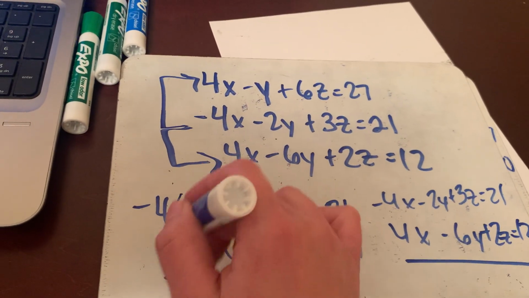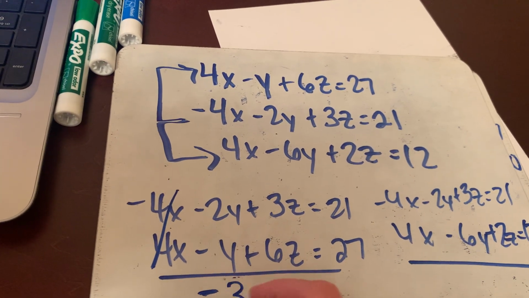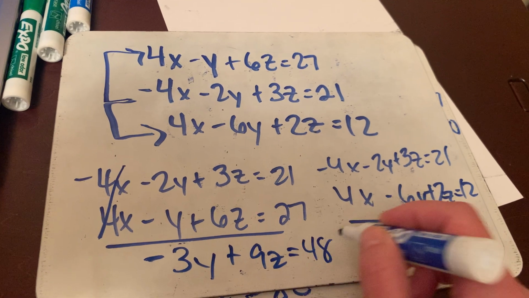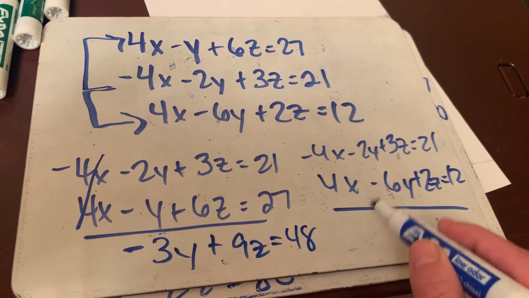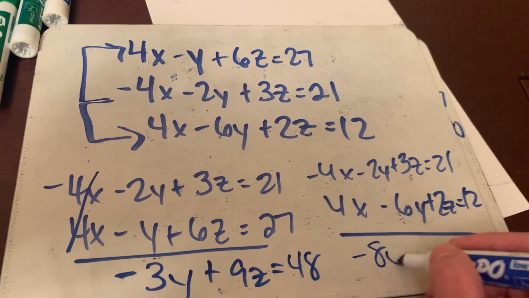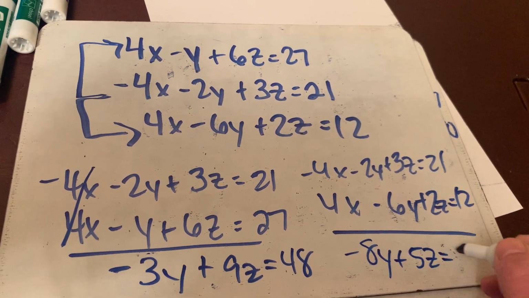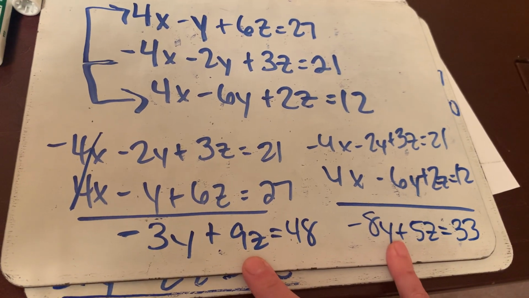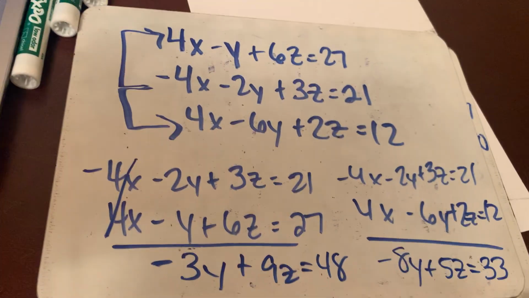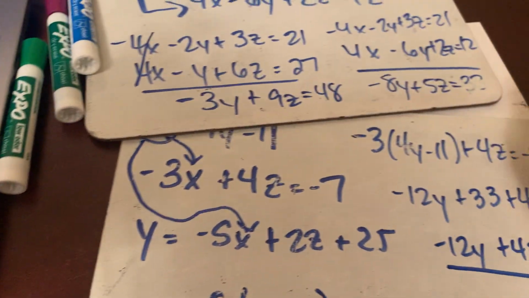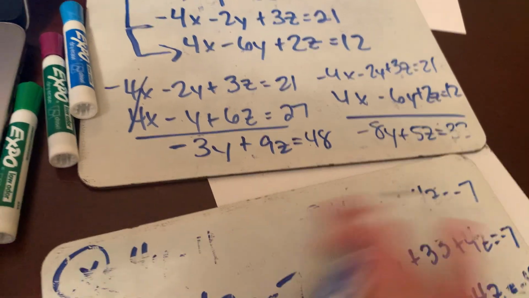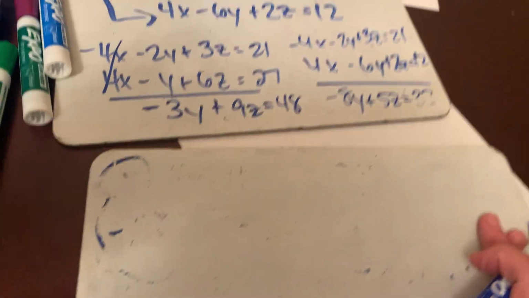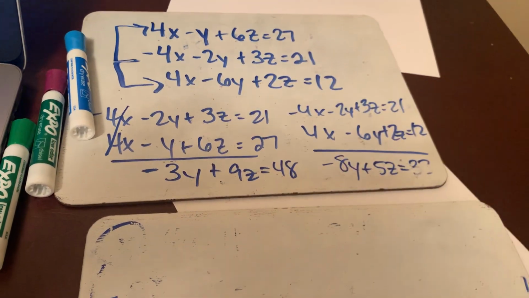Anyway, these are going to cancel or turn to 0. You're going to get a negative 3y plus 9z equals 48. And then these are going to cancel, and you're going to get a negative 8y plus 5z equals 33. Then you're going to do what you did before. You're going to take these 2 equations, rewrite them off to the side, and you're going to set it up like normal. So you can use substitution after this or elimination. It doesn't matter. But initially, you're going to use elimination because obviously it naturally eliminates.